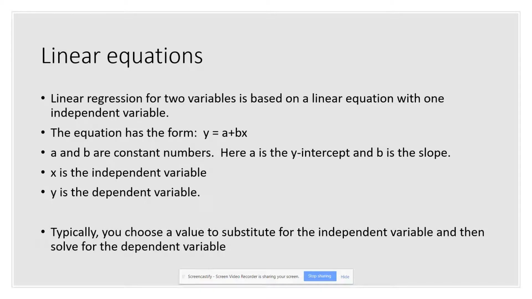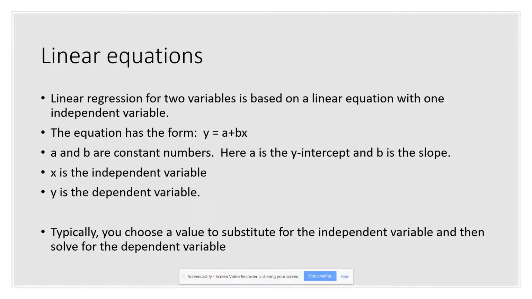So now we're going to talk about linear equations. When we make a linear regression for two variables, we're going to make a linear equation with one independent variable. So the equation is y equals a plus bx. I'm hoping this looks familiar. It might have been a long time since you've seen it, but that's okay. If you go back and remember y equals mx plus b, that was the equation of a line.